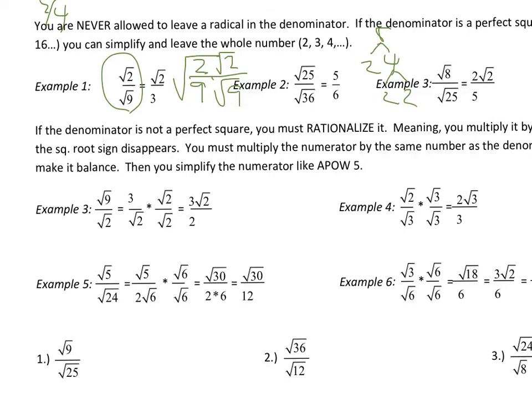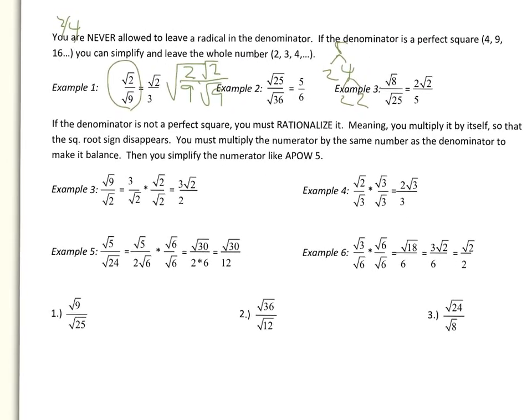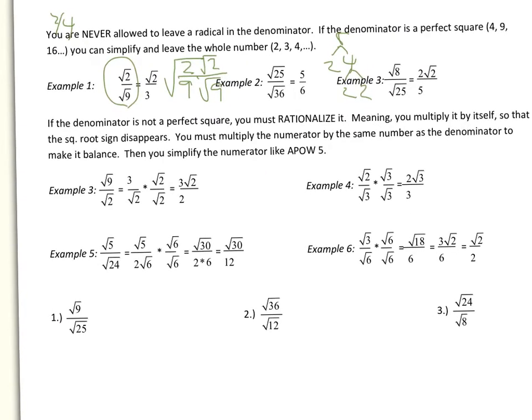Okay, the trickier part is when the denominator is not a perfect square. You have to do what we call rationalizing. So you basically have to get the square root out. And the easiest way to get the square root out is to multiply the denominator by itself. Because think about what that would do.